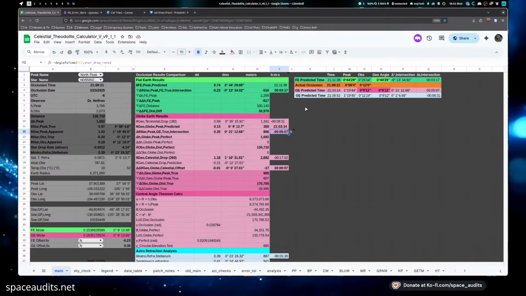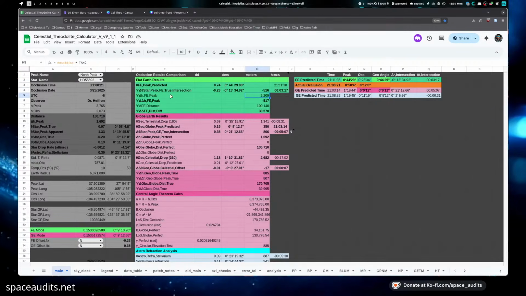And if we go to the predictions here, for the time of occlusions here, we'll see that they predicted an occlusion earlier at 21:03:14 based off of their geometric intersection of 9 arc minutes for the physical elevation of that peak. And what was actually measured was 21:08:21, which comes out to be 58 arc minutes for the true position of the star. And that leads us to where we are here.